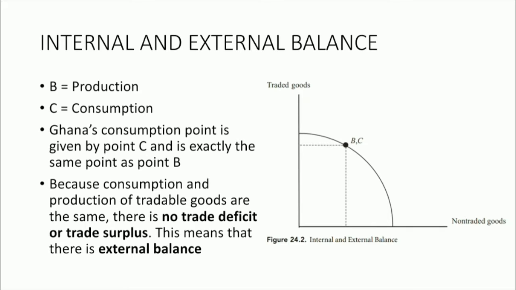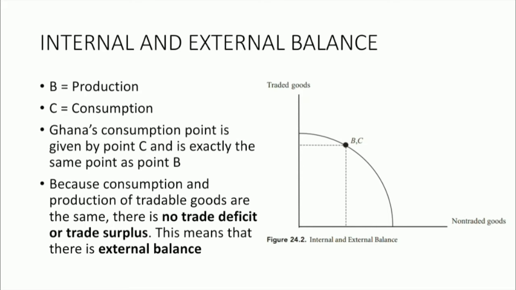And if you focus on the C point, which is the consumption, the point is exactly the same as the point B. So it means that the consumption of tradable goods, or the point C, is exactly the same as the production of tradable goods, or the point B.